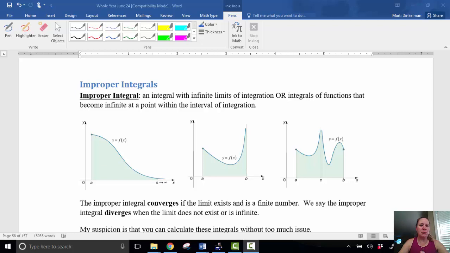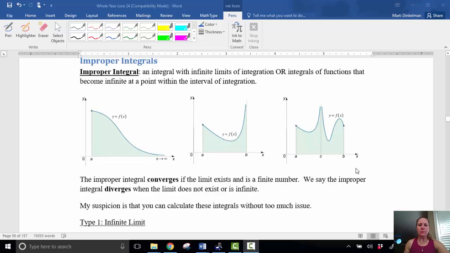So that first picture really there would be like an integral from a to infinity. The second one, if we have an asymptote, that's what that's trying to show, is that at b perhaps there's an asymptote and what happens with that area as we go up, or something like the third one where in the middle somewhere there's an asymptote and what happens with that area.